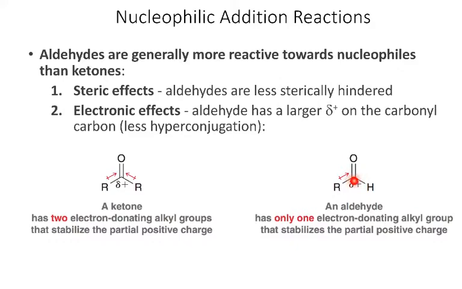Because the electron donating is less effective with just the one alkyl group, that leaves the partial positive charge on the aldehyde being larger, leaving it as a more effective electrophile.